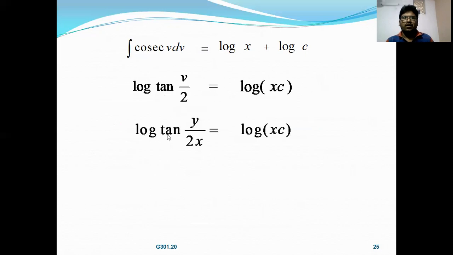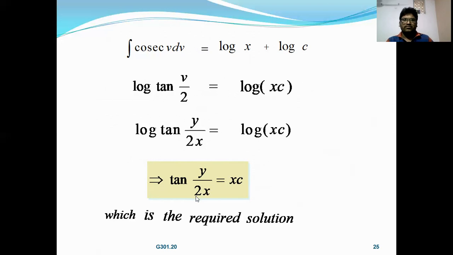So here, log tan of v by 2. Substituting the v value, v is y by x, so you will get y by 2x. Next, on both sides the log gets cancelled. After taking up this log function, on the right side you will get e power log, and e power log value becomes 0, so you get only xc, that is cx. So here tan of y by 2x is there, and on the right side you will get cx. So this is the required solution for the above differential equation.